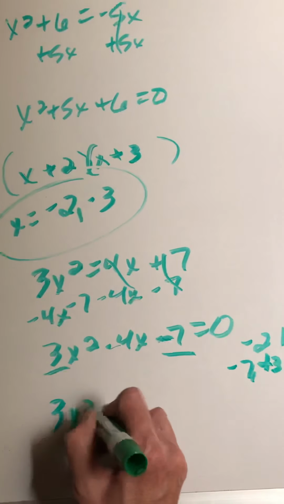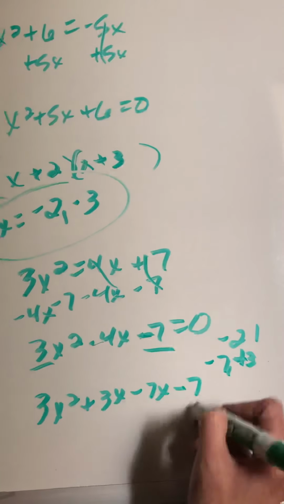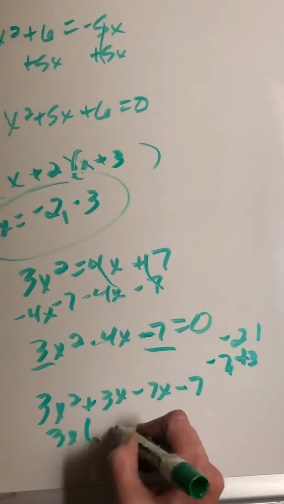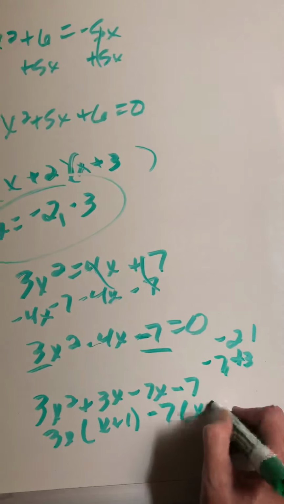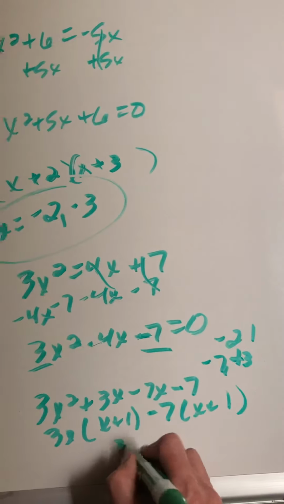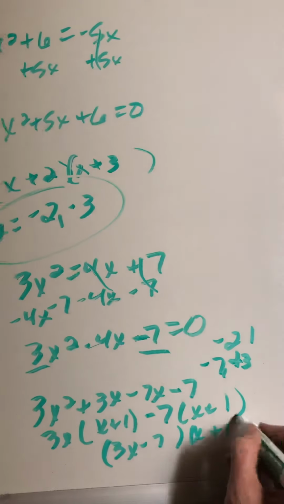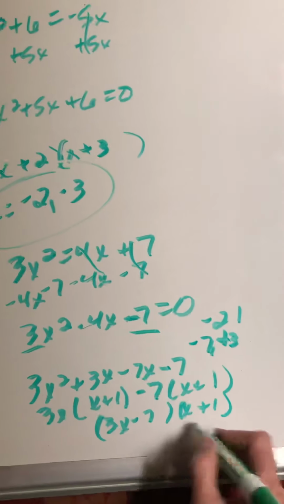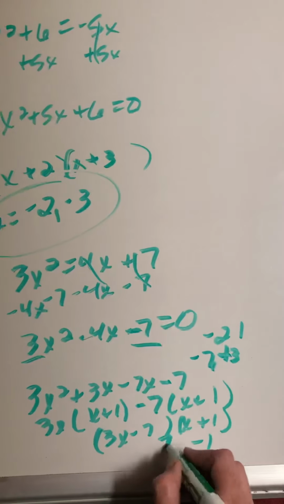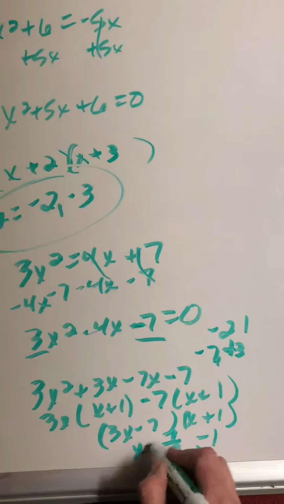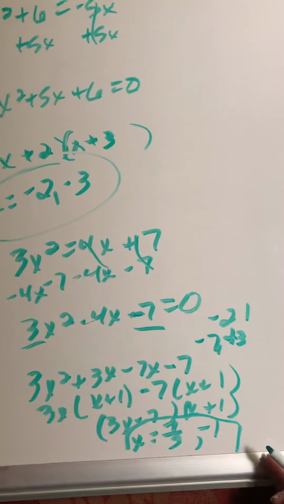So 3x squared plus 3x minus 7x minus 7. Take a 3x out. We get x plus 1. Take a negative 7 out. We get x plus 1. So 3x minus 7, x plus 1. So again, inverse operations, x plus 1, negative 1. Inverse operations, negative 7 is a positive 7, and we divide by 3. So x equals 7 over 3 and negative 1.